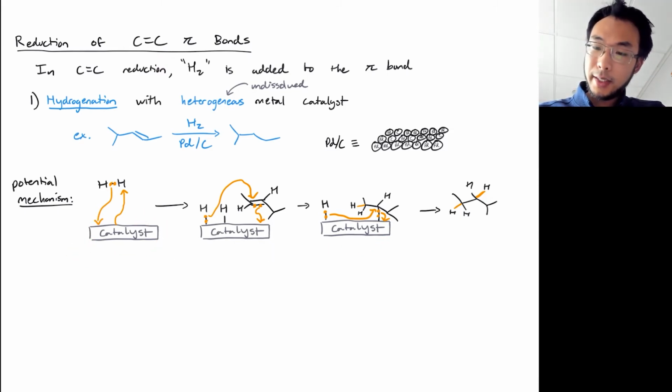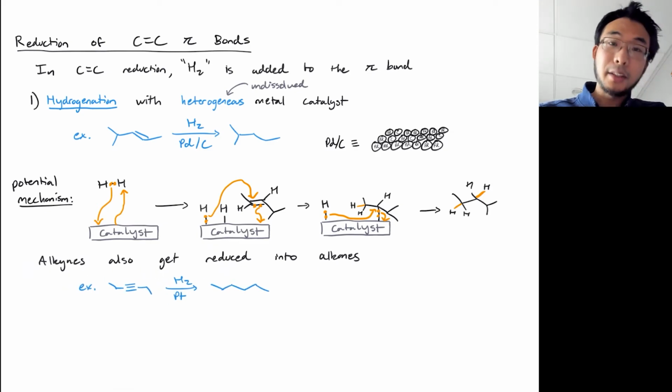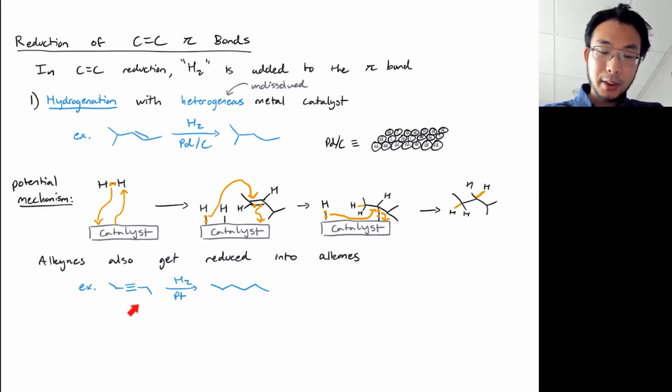This reaction is not exclusive to alkenes, so alkynes can also get reduced, and they will get reduced all the way into alkanes. It turns out it's very impractical to run this reaction and just say I'm going to stop halfway, because alkynes and alkenes are about similarly reactive to hydrogenation, and so most of the time people will take their alkynes and go straight to an alkane.